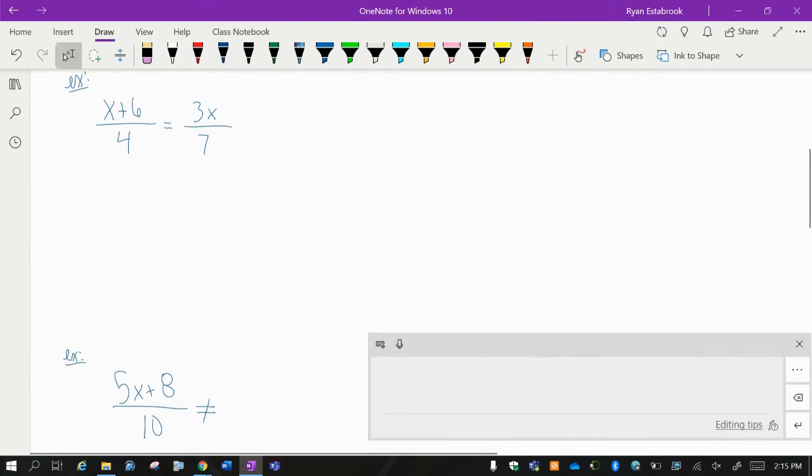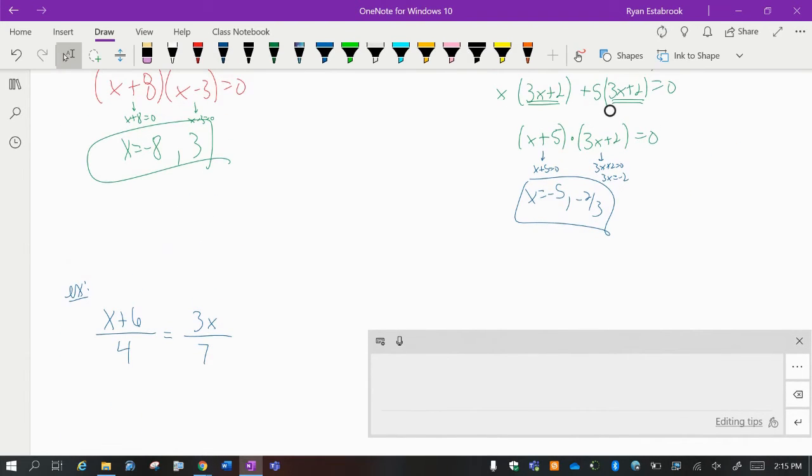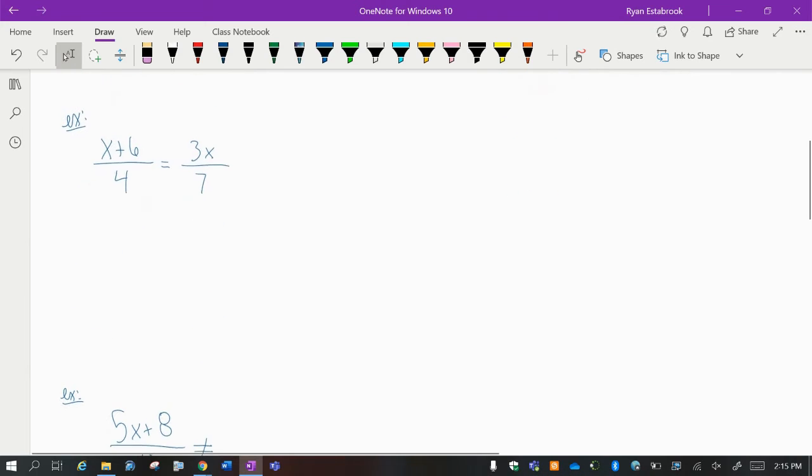Next thing I wanted to look at was proportions, and what you do when you're trying to solve a proportion like this. I don't want to deal with the fraction, so if we multiplied both sides by 4, it would make that go away. And if we multiply both sides by 7, it would eliminate the 7 in that denominator.